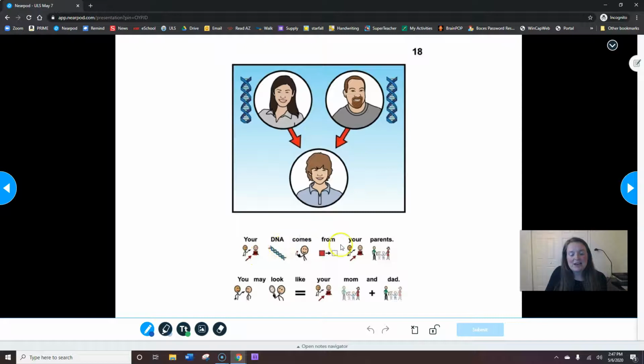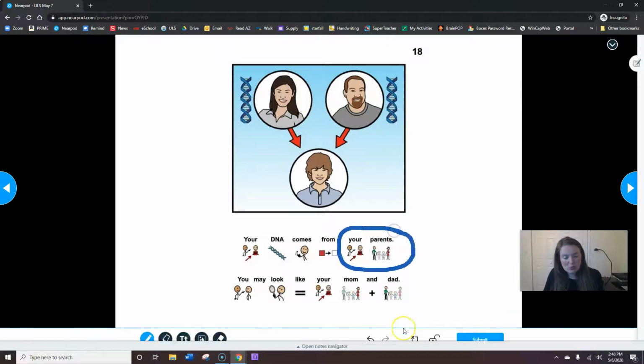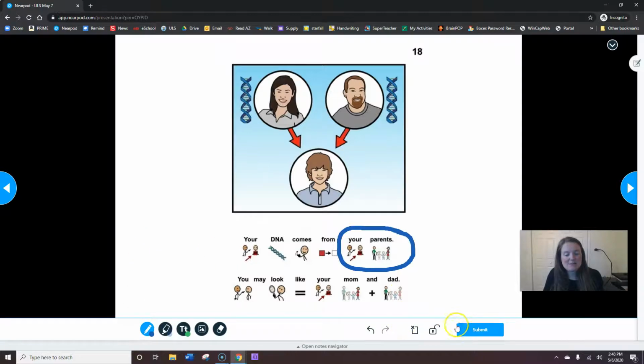Your DNA comes from your parents. You may look like your mom and dad. So I look more like my mom. That's what I look like. Okay. Where does your DNA come from? Your DNA comes from your parents. Where does it come from? Your parents. So I'm going to circle your parents. You circle your parents and then hit submit.